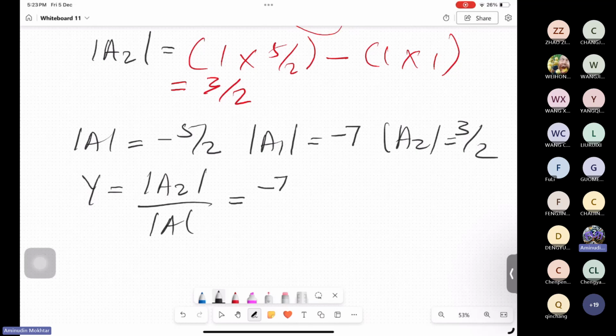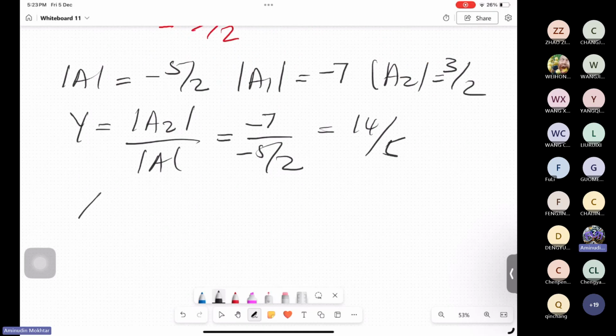That is negative 2 divided by negative 5 over 2. The answer is positive 14 over 5. And then for y, it's not A2, it's A1. Sorry, it's not A2, this is A1.